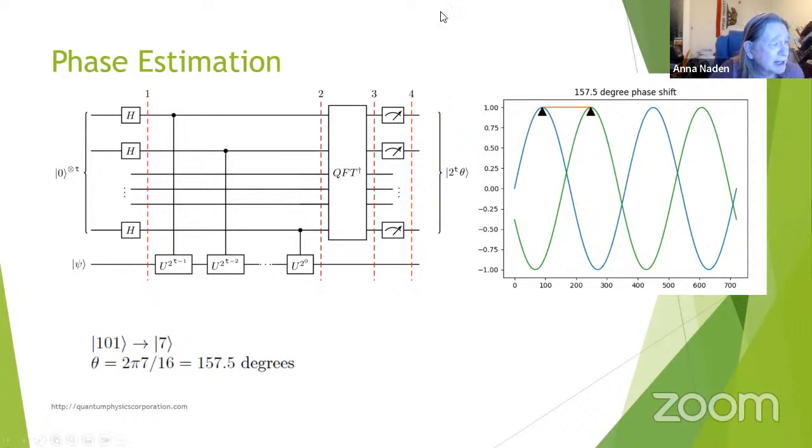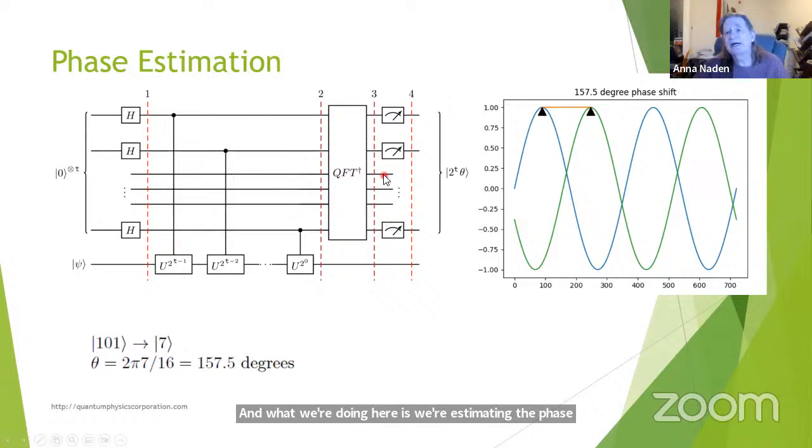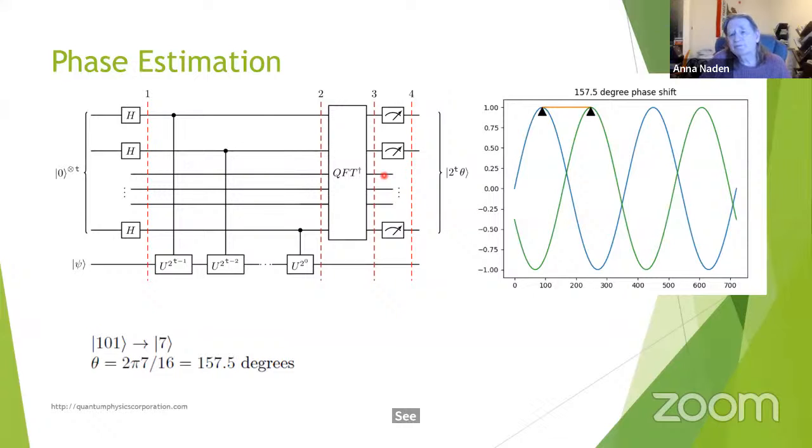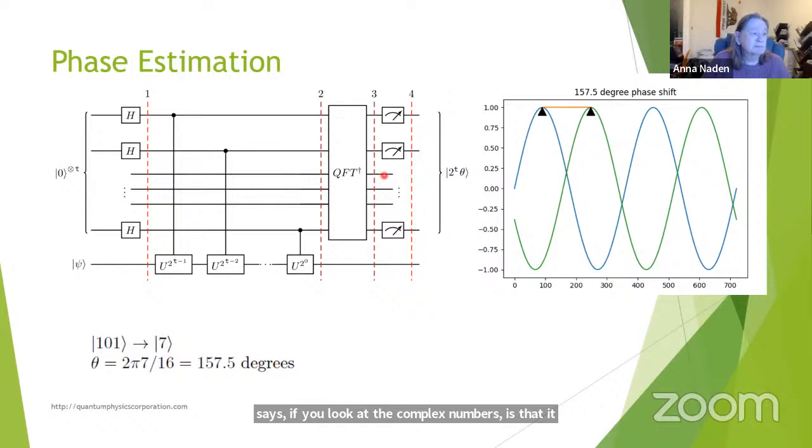And this black box right here is the quantum Fourier transform. And what we're doing here is we're estimating the phase. See, every unitary operator preserves the norm. It preserves the magnitude of the vector. And what that says, if you look at the complex numbers, is that it merely applies a phase factor. And so the whole game for Shor's algorithm is to find that phase.